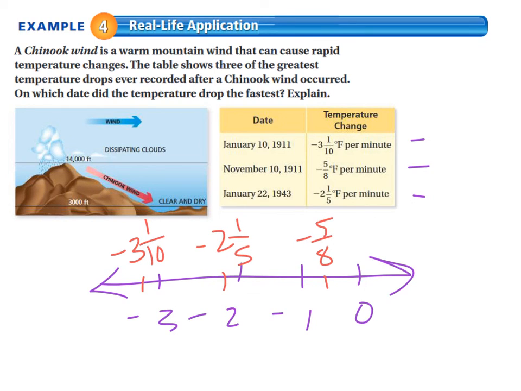So then the question was, on which date did the temperature drop the fastest? Well, for this one, we're not looking for the greatest number. We're actually looking for the number that's farthest away from 0. And it actually is this one right here, negative 3 and 1/10. And so the temperature dropped the fastest on January 10th, 1911.